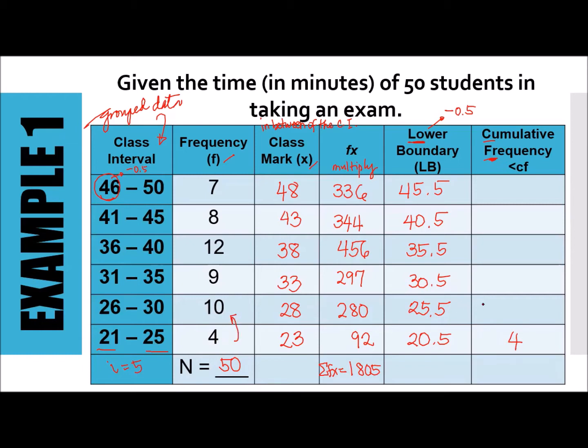So, 4 plus 10, the answer here is 14. And then, 14 plus 9, what's the answer? Very good. We will have 23. Add up again. Sino nasa taas? We have 12. What's the answer? We will have 35. And then add up again. So plus 8. 35 plus 8. We will have 43. And then plus, sino nasa taas pang isa? Plus 7. You will now have 50.